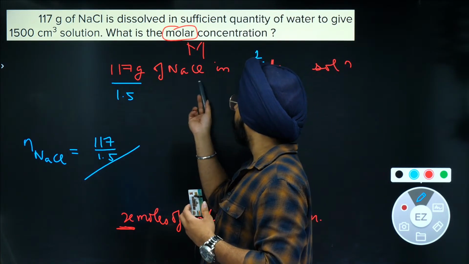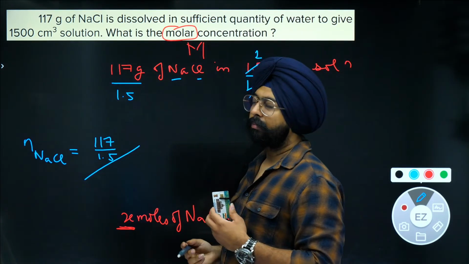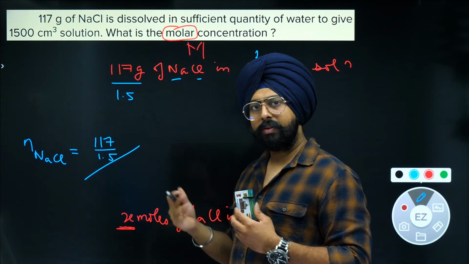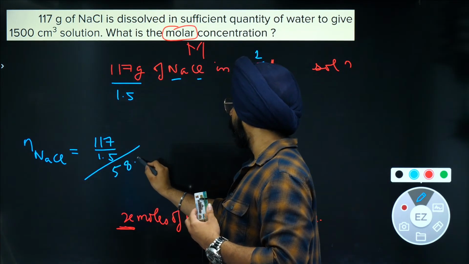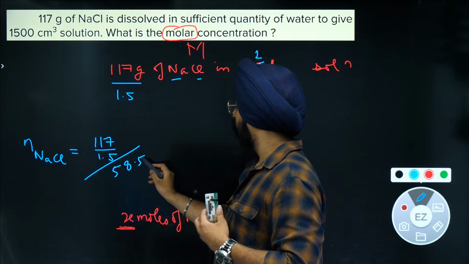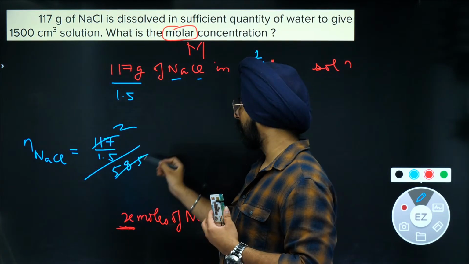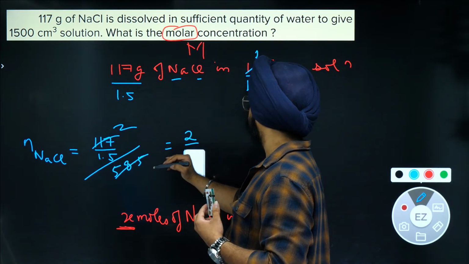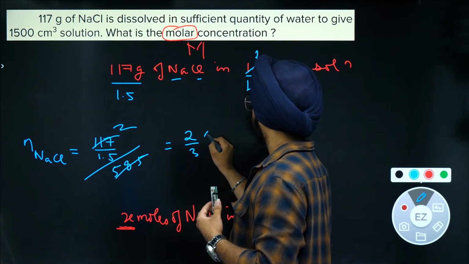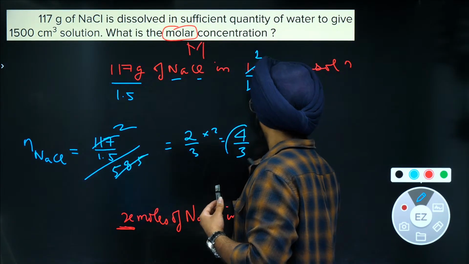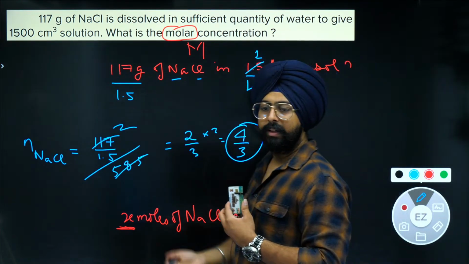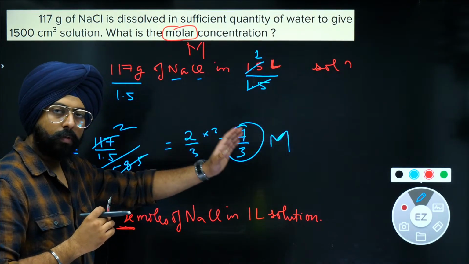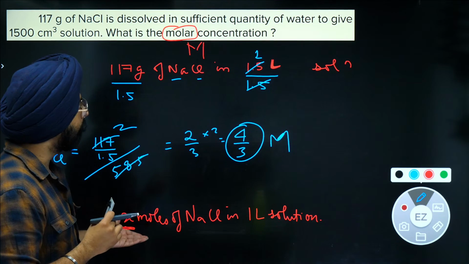So what is the molar weight of NaCl? 23 plus 35.5. 23 is sodium and chlorine is 35.5. Total is 58.5. So divide this by 58.5. Now the interesting thing is that moles of NaCl are equal to 2 by 1.5, which is 4 by 3. Molarity is 4 by 3. Done. Very simple question. If you want to see the solution, just rewind and watch it again.